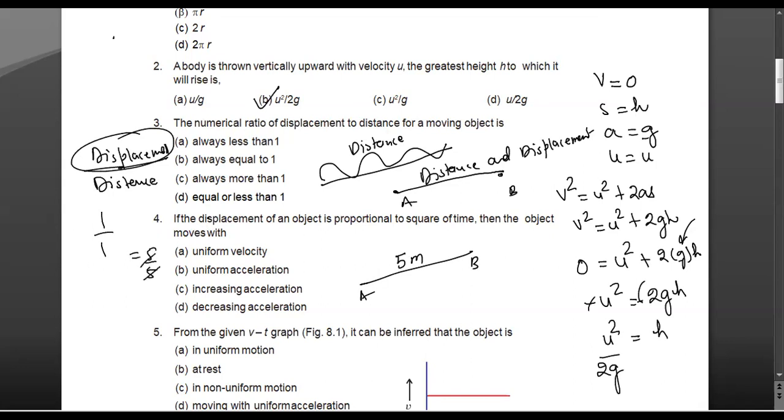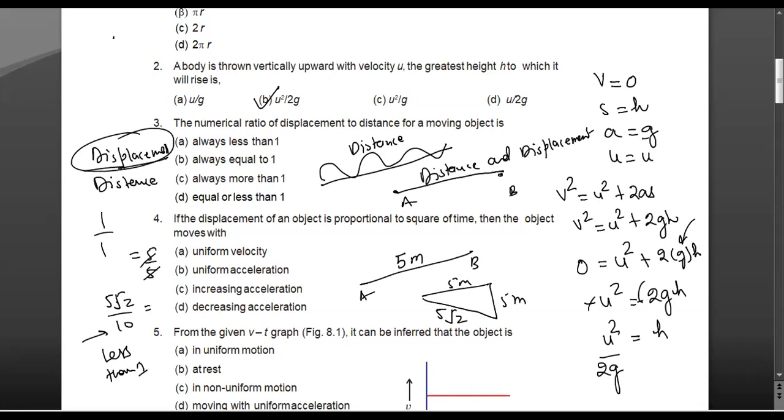In case an object moves 5 meters like this and then 5 meters from here to here, its displacement will be 5 root 2, which is lesser, and the distance will be 10 meters. So we write 5 root 2 divided by 10. Here the denominator is greater and the numerator is smaller, so the answer will be less than 1.